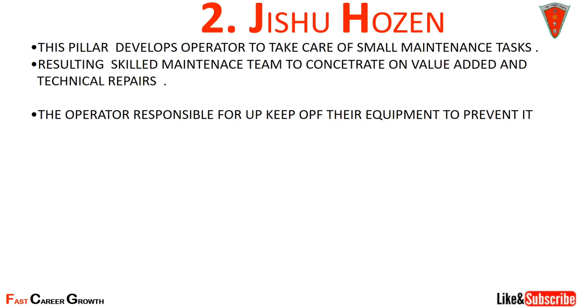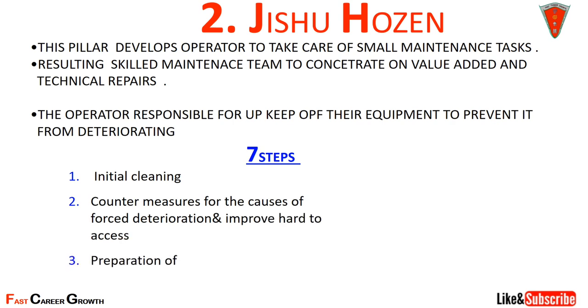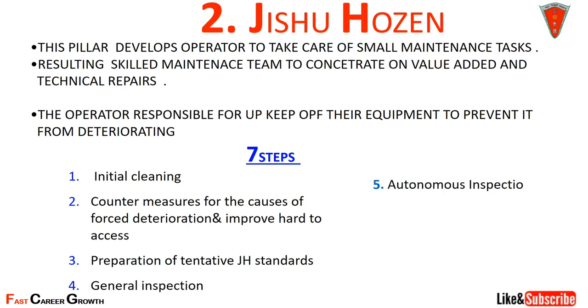There are 7 steps for this JISHU HOZEN, or it is otherwise called autonomous maintenance. The 7 steps are initial cleaning, countermeasures for causes of forced deterioration and improve hard to access places, preparation of tentative JH or CAL standards, general inspection, autonomous inspection, standardization, and last one is autonomous management. These are the 7 steps to implement JISHU HOZEN.